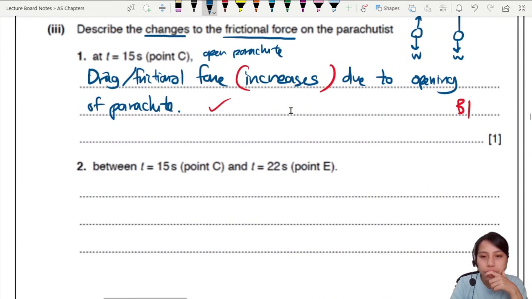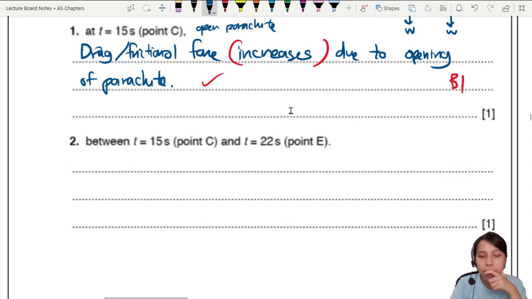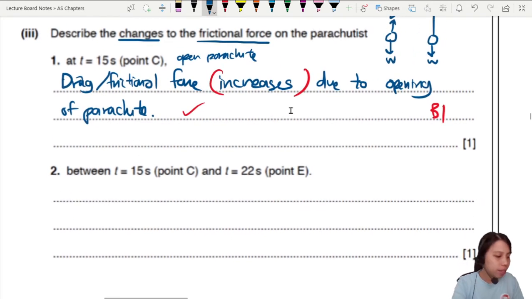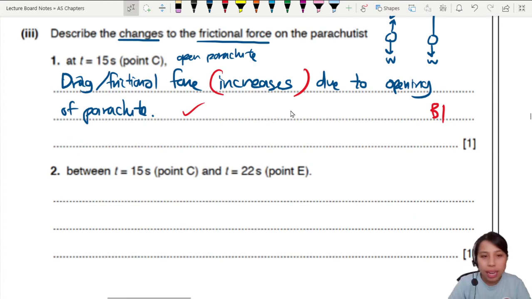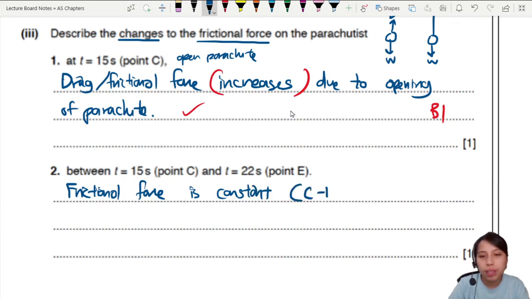Okay, so here, this is how many marks? 1 mark. How shall we explain this? I think we will say, at first, for one instant in time, a very short instant in time, the frictional force or drag force is constant for a very short amount of time. This is between C and D.